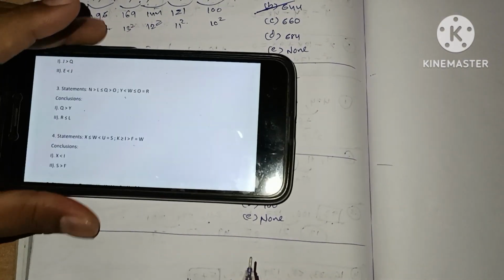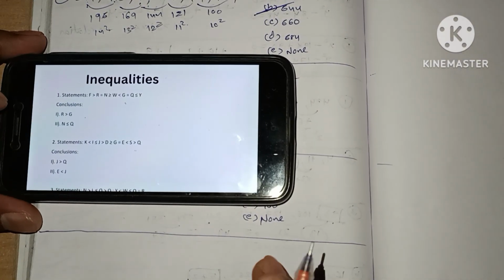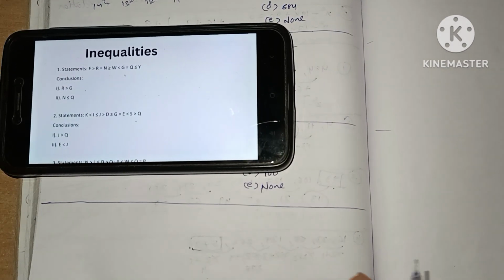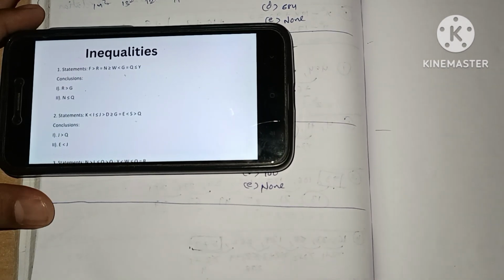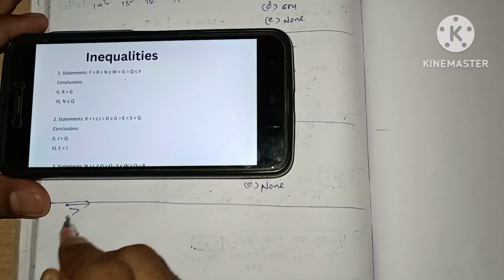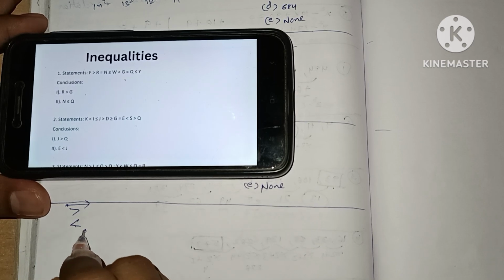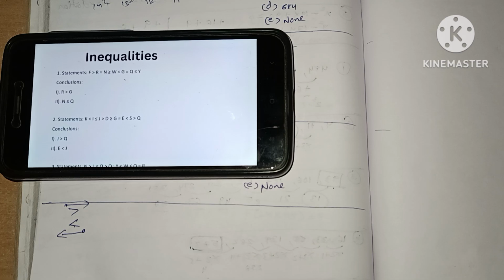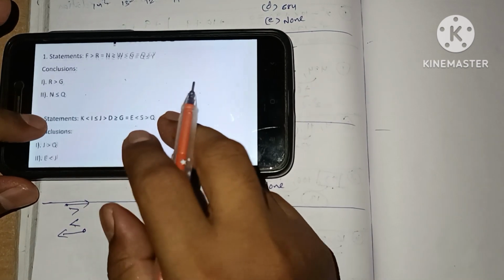Now we are going to see inequalities. Inequalities, first question. Before that, the concept we use here is the flow method. If we see a symbol like this, the flow from this side to this side. If we see a symbol like this, the flow from this side to this side. Let's understand with the questions directly.